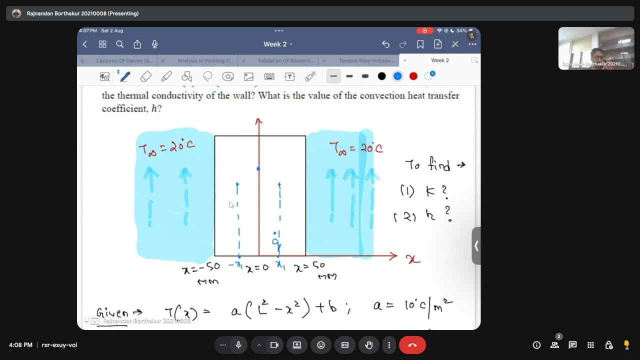So this is typically the hallmark of a parabolic distribution, and you can prove that whenever there is heat generation taking place and heat is being dissipated equally from both these sides, your temperature profile will always be a parabola, and it will be symmetric about the center line, given that your thermal conductivity is constant. Your thermal conductivity should not be a function of x. This is something that you need to understand.